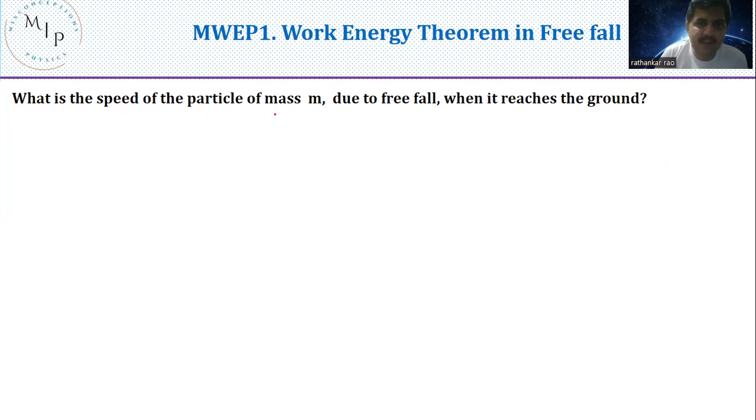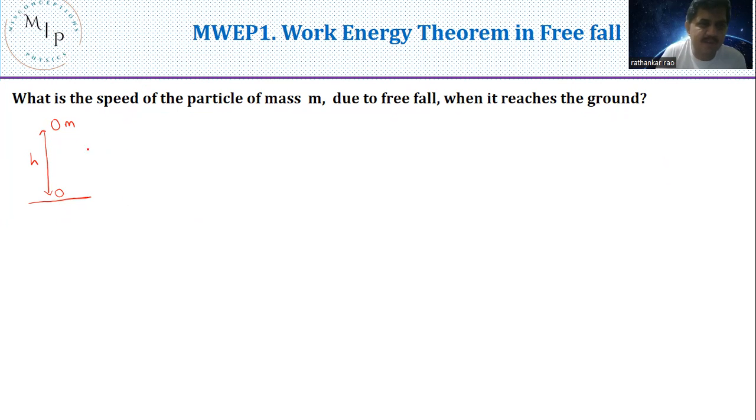What is the speed of a particle of mass m due to free fall when it reaches the ground? So you have a particle of mass m. This is the ground. This is the height h. Now you are dropping it here, and it reaches here. What is he asking? What is the speed of the particle due to free fall when it reaches the ground? When it reaches this point, before touching the ground, I put a small gap out there. What is the speed of the particle?